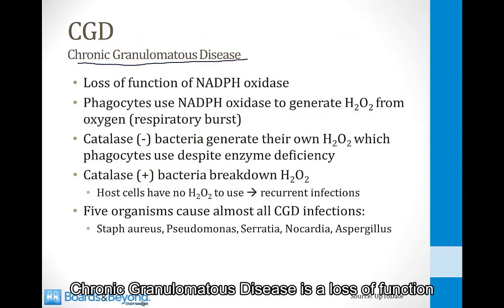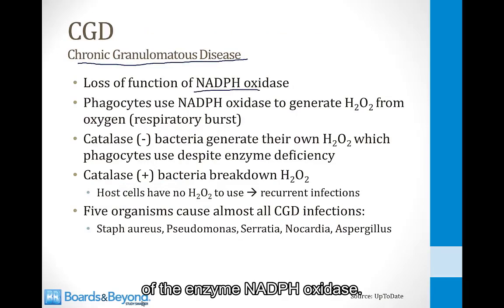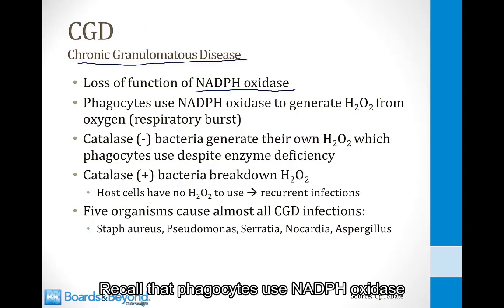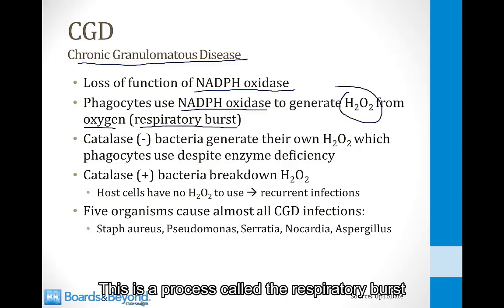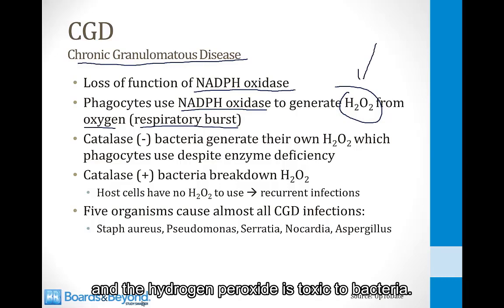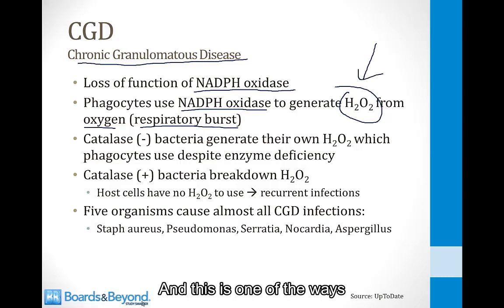Chronic granulomatous disease is a loss of function of the enzyme NADPH oxidase. Recall that phagocytes use NADPH oxidase to generate hydrogen peroxide from oxygen. This is a process called the respiratory burst, and the hydrogen peroxide is toxic to bacteria, and this is one of the ways that phagocytes can kill bacteria.